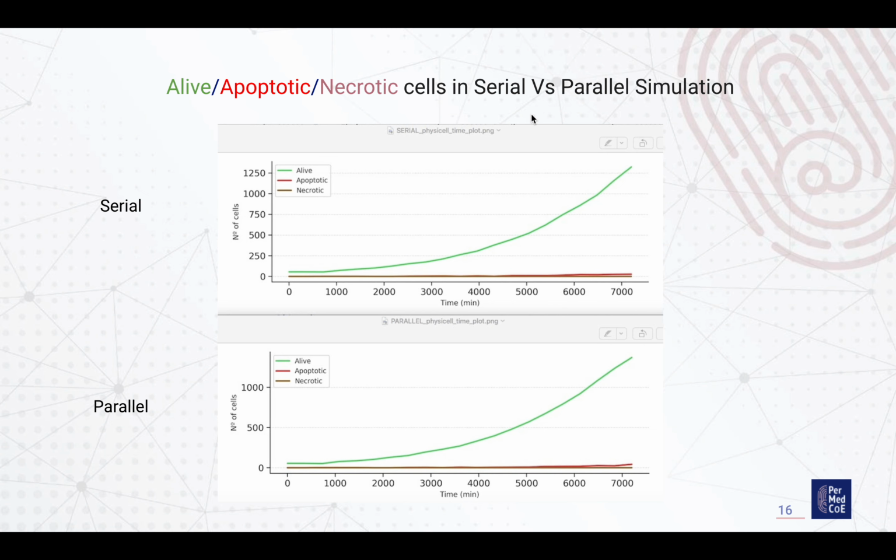We record the number of living cells, the apoptotic cells, the necrotic cells at various times in the serial and the parallel simulation. And as you can see, the plots are very, very similar. But once again, we are devoting efforts to check the correctness of the simulation.